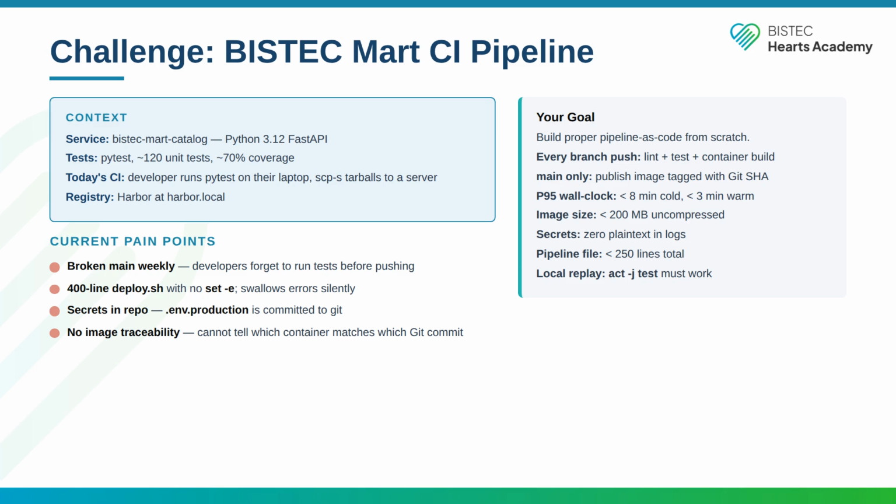The non-functional targets are: pipeline completes in under 8 minutes on a cold cache and under 3 minutes warm. The container image is under 200 megabytes, and 0 secrets appear in the pipeline logs.